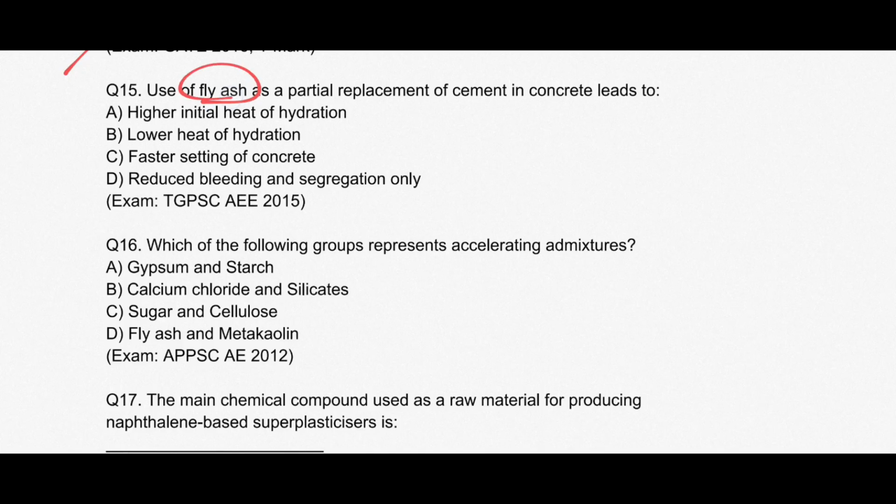15th question. Use of fly ash as a partial replacement of the cement in concrete leads to option A higher initial heat of hydration, option B lower heat of hydration, option C faster setting of concrete, option D is reduced bleeding and segregation only. So the answer is option B, that is lower heat of hydration. ఇంకా దీంతో పాటు మనకి it also reduces bleeding and segregation కూడా, కానీ only అన్నారు కదా ఇక్కడ, సో అందుకనేసి మనం lower heat of hydration తీసుకుంటాం ఆన్సర్ లాగా.